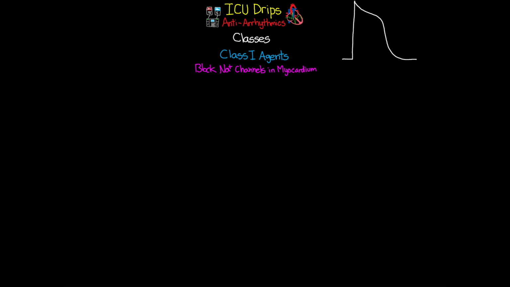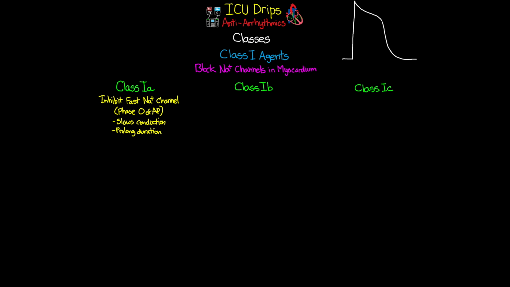So like I mentioned in the last lesson, this class is going to be divided up into those 3 subclasses. The first one is class 1A, then we have class 1B, and finally class 1C. So for our class 1A agents, these are going to be drugs that inhibit the fast sodium channel. So essentially it's going to be inhibiting phase 0 of the action potential. And so when we have elevated serum levels of these drugs, we're going to see slowed conduction, and it's going to prolong the duration and the repolarization of the action potential.